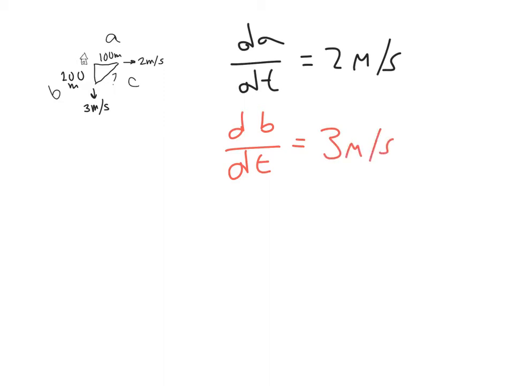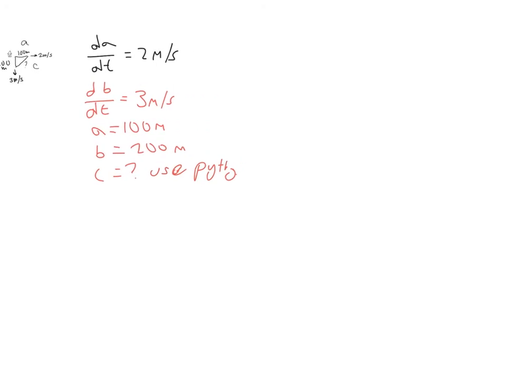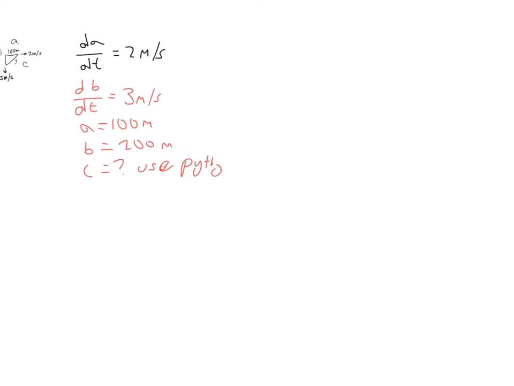And the first robber is at a distance of 100 meters from your home, and the second robber is 200 meters from your home. So we're trying to find the rate of change between the two robbers as they run away from your house, which is of course going to get larger over time. So then C is unknown, but we can use the Pythagorean theorem to find this. So for now we can just make this smaller, just move this over since we have all of the numbers we need.